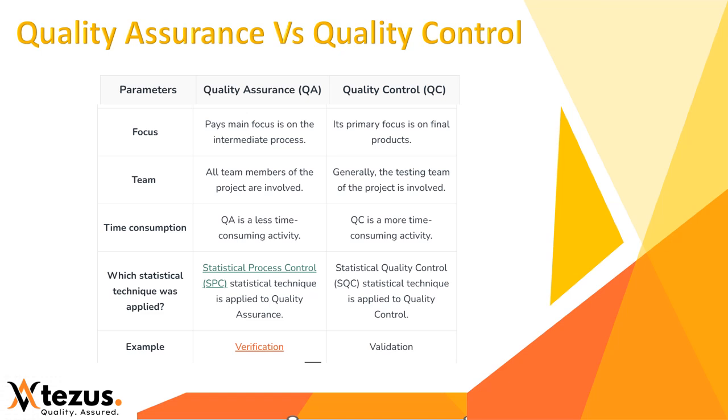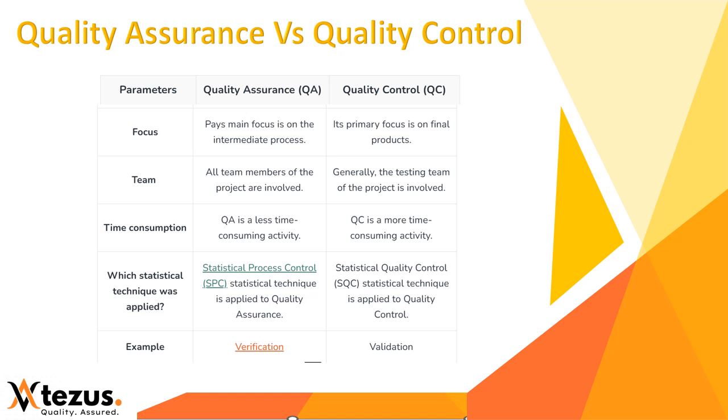So next, the focus of QA is on the intermediate process. ఓకే. క్యూఏ అనేది మీకు వితిన్ ద ప్రాజెక్ట్ కానీ వితిన్ ద ఆర్గనైజేషన్ కానీ ప్రాసెస్ని ఎట్లా ఫాలో అవ్వాలన్న దాని మీద క్యూఏ ఎక్కువ ఫోకస్ చేస్తుంది. ప్రోడక్ట్ మీద, ఫైనల్ ప్రోడక్ట్ మీద క్యూసీ అనేది ఎక్కువ ఫోకస్ చేస్తుంది.